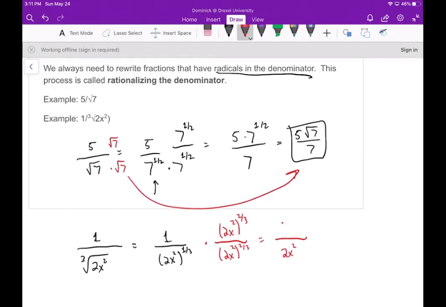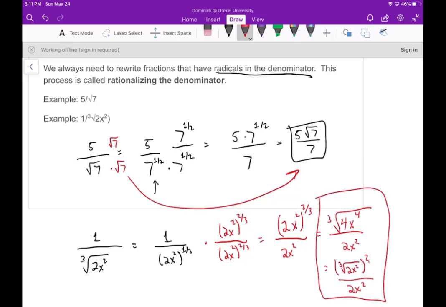And then the top, I'm going to get 2x squared all to the 2/3, which of course we can write as, if I square the inside first, I'll get 4x to the 4th, take a cube root, over 2x squared. Or we could just say that it's also the cube root of 2x squared, all squared, over 2x squared, right? Either one of these would be good. All right, but you have to be a little bit more careful on those.